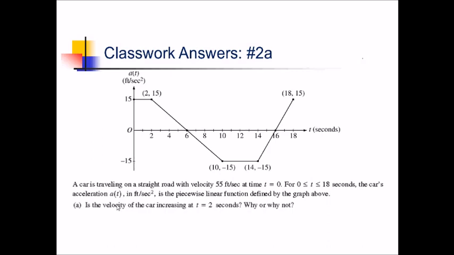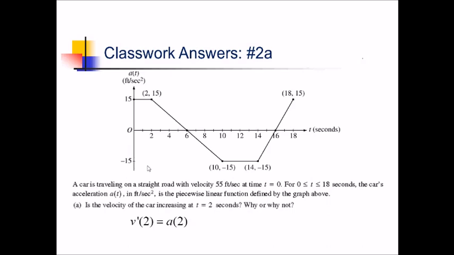So velocity relates to acceleration in that the acceleration is the rate of change of velocity. So if we want to figure out if our velocity is increasing, we really need the sign of v prime. But v prime and a, which is given by this graph here, are really the same thing. So we're really trying to find a of 2 when we find v prime of 2.